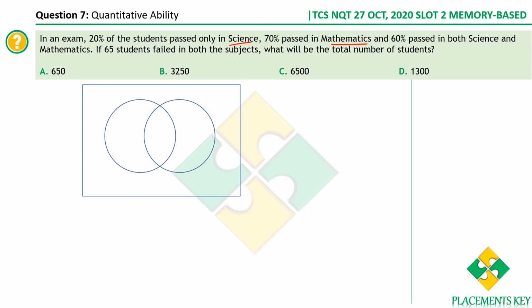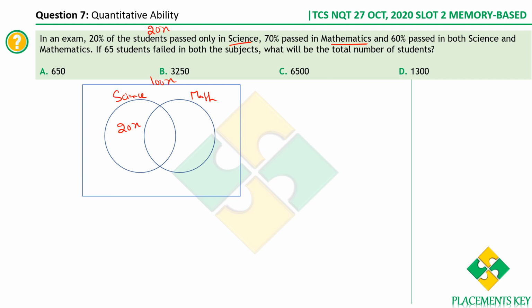So let's assume that this is science. This Venn diagram circle represents the number of students who cleared science, and this represents the number of students who cleared mathematics. Now, let's assume the total number of students to be 100x. We are told that 20% of the students, what is 20%? It is 20x. So 20x students passed only in science. So this is the region which represents the number of students who passed only in science, which is 20x.